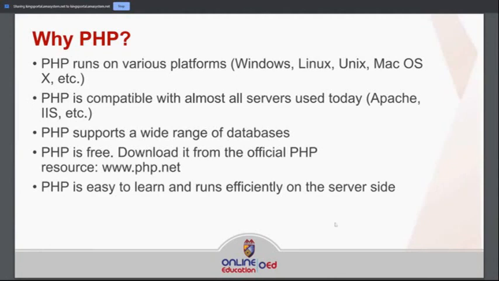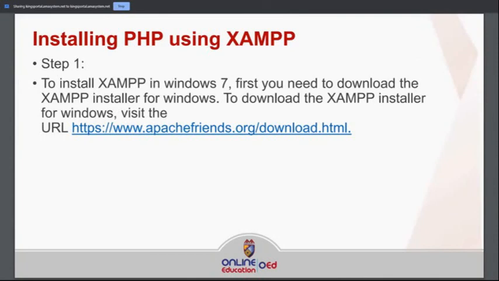Okay, so these are now the process of installing PHP. All we have to do is to use XAMPP, and once we have downloaded and installed XAMPP, then that's the time that we can also download and install PHP. So all you have to do is to install again. That's the first step, XAMPP.